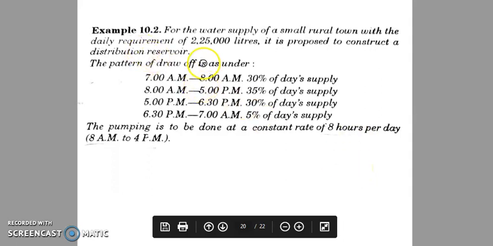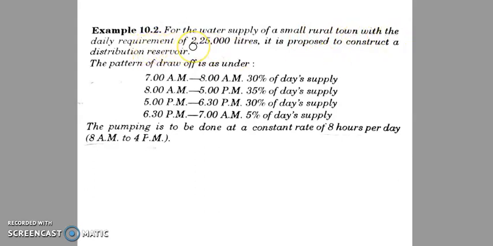Now there is one more problem here. For a small rural town, the daily requirement is 2,25,000 liters of water, and it is proposed to construct a distribution reservoir. The pattern of the draw is 7 a.m. to 8 a.m., 1 hour, first hour 30% of the daily supply, then 8 a.m. to 5 p.m. in the evening 35% of the daily supply, and then 5 p.m. to 6:30 p.m., 1.5 hours, again 30% of the daily supply.